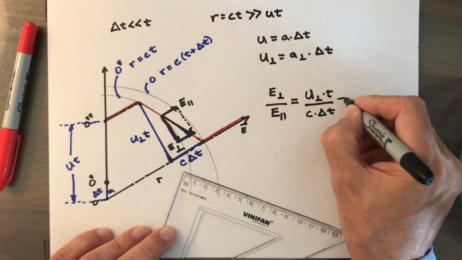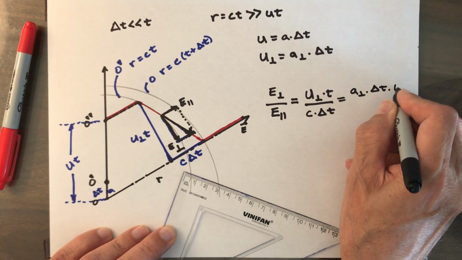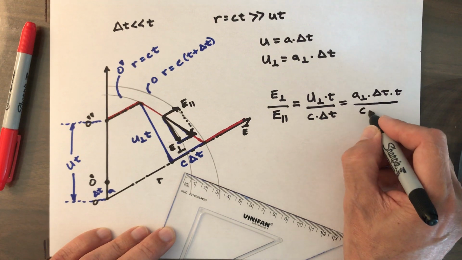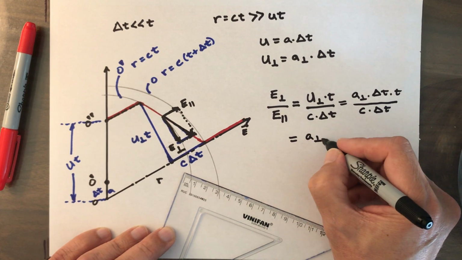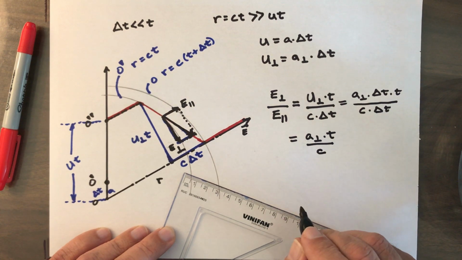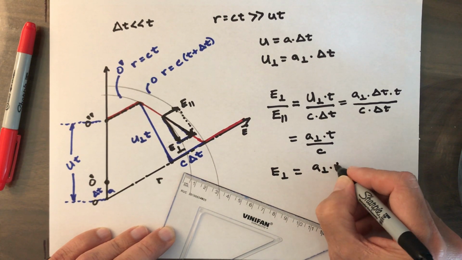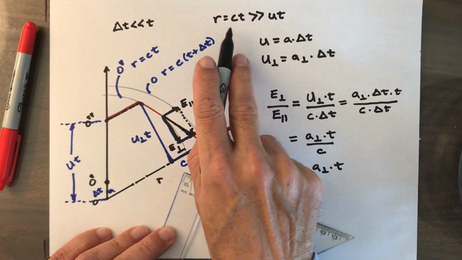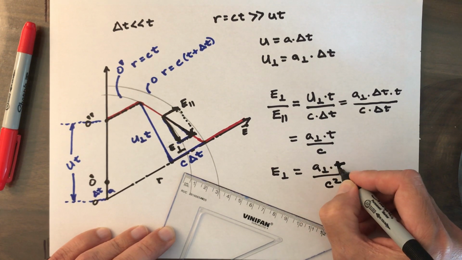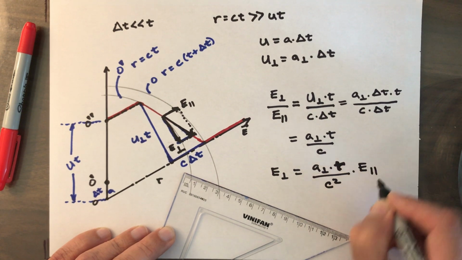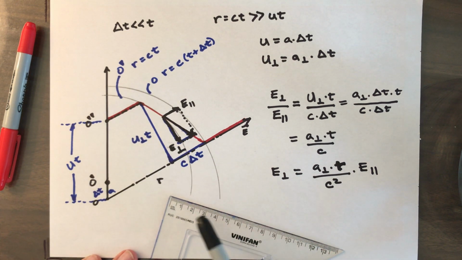So back to our expression here, we feed that equation into this one, and we end up with a perpendicular times delta t times t divided by c times delta t. The delta t's cancel, and we end up with a perpendicular times t divided by c. And if we want to solve for E perpendicular, we have a perpendicular times t, in which, as a matter of fact, instead of t, we can actually call it r over c. And the c's multiply here, so we end up with c squared times E parallel.